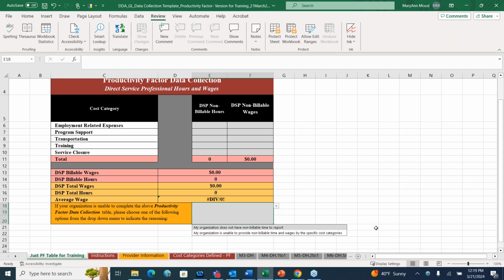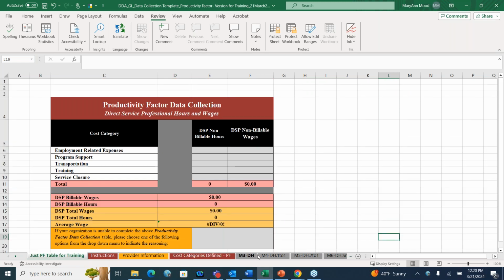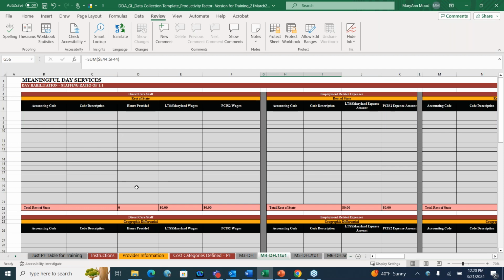And the first response is, my organization does not have non-billable time to report, or is the reason that your organization is unable to provide non-billable time and wages broken out? So if you do answer this question, it'll actually suffice the requirement for filling this out. You should still be filling out the rest of the information up top. So if you can't break out your non-billable time, we want to know that. And again, if it's that you can't break it out, or if there's just no non-billable time, because that will assist in figuring out the analysis.